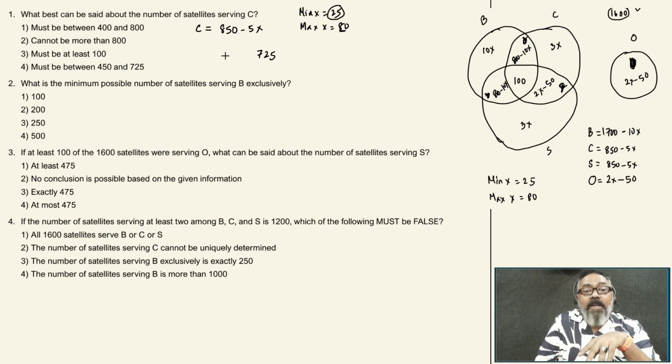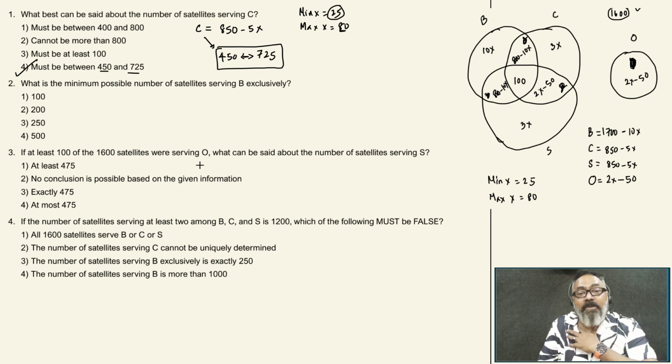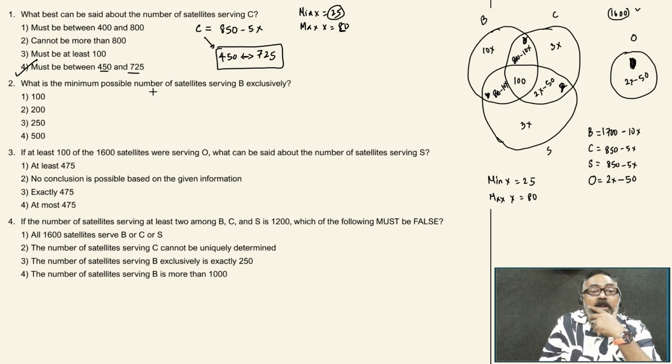We'll get the range 450 to 725. That's the range that we get for C. C will be in this range. The answer to this must be between 450 and 725. That's it. What is the minimum possible number of satellites serving B exclusively?